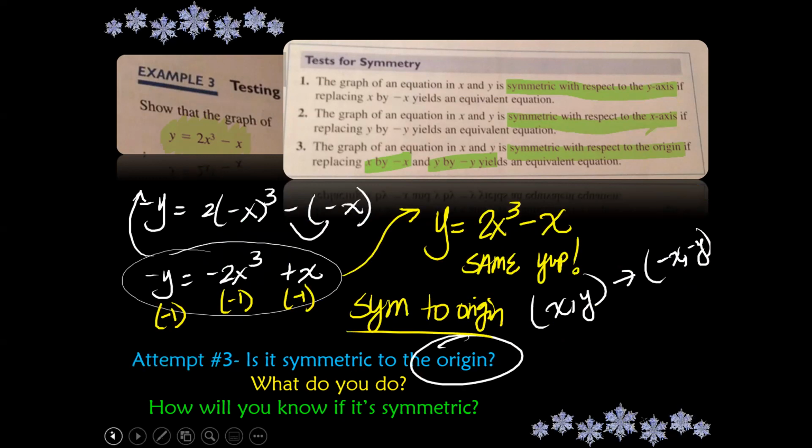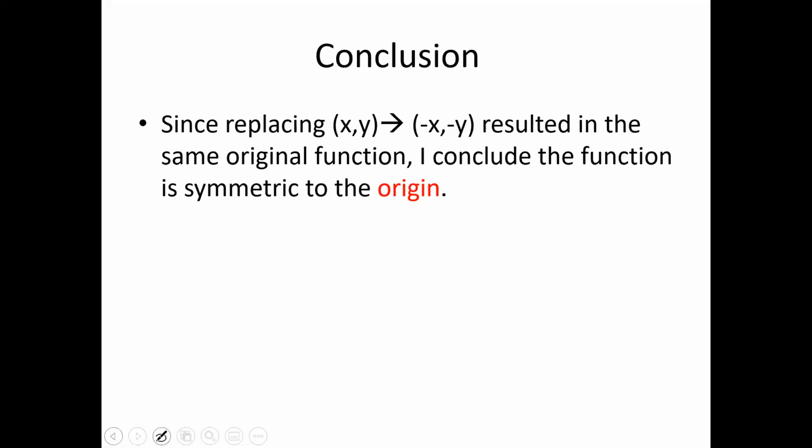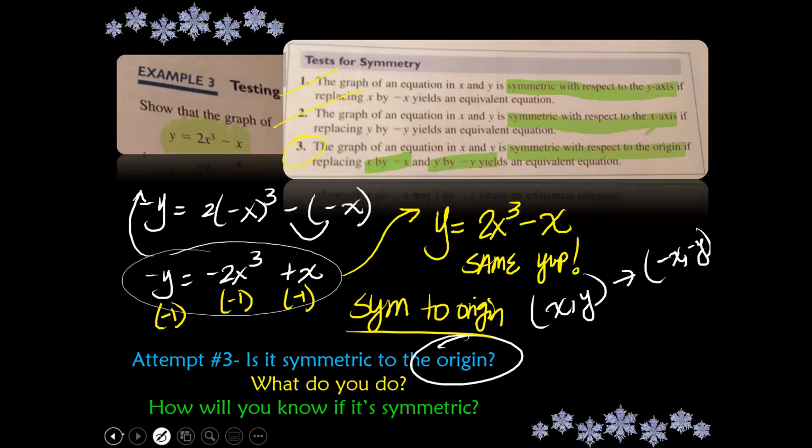So what does that mean then? That means it is going to be symmetric with respect to the origin. So we crossed out the first one, crossed out the second one, it has to be the third one. And actually, how do you know if it is going to be the third one? Because if you look at this right here, it says if you replace the x by a negative x and you replace the y by a negative y, it will give you the equivalent equation. Well, let's go ahead and take a look at that.